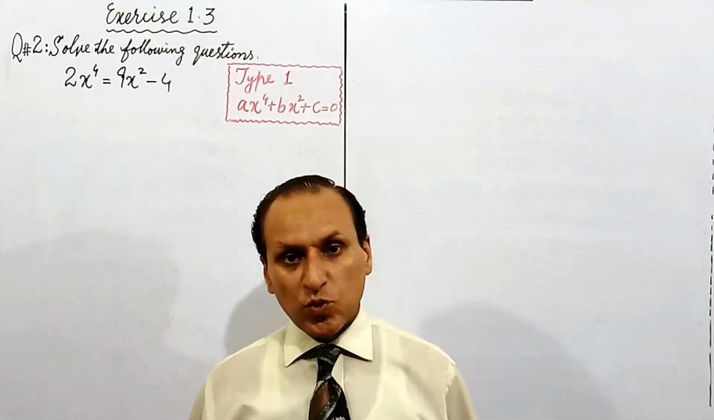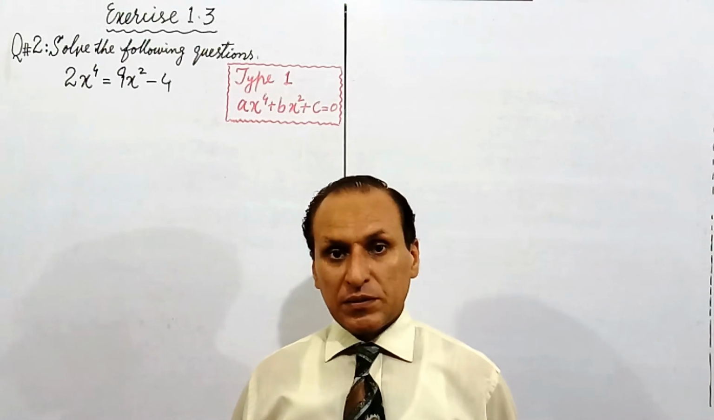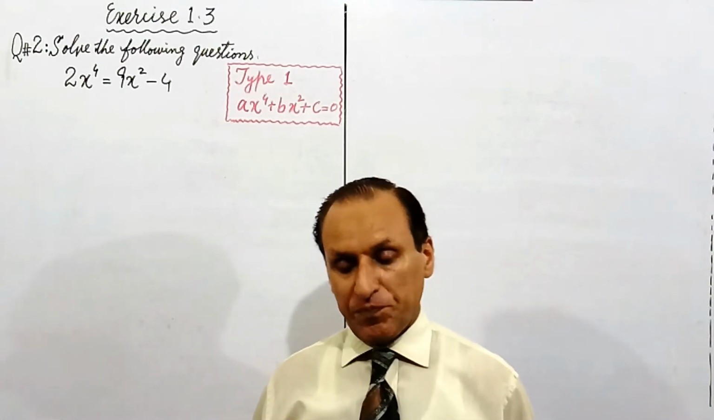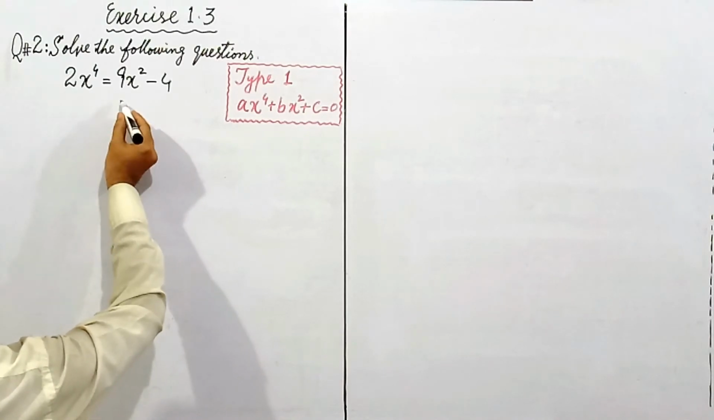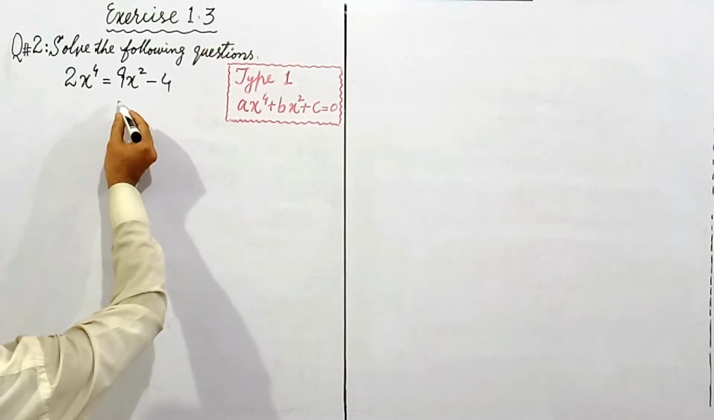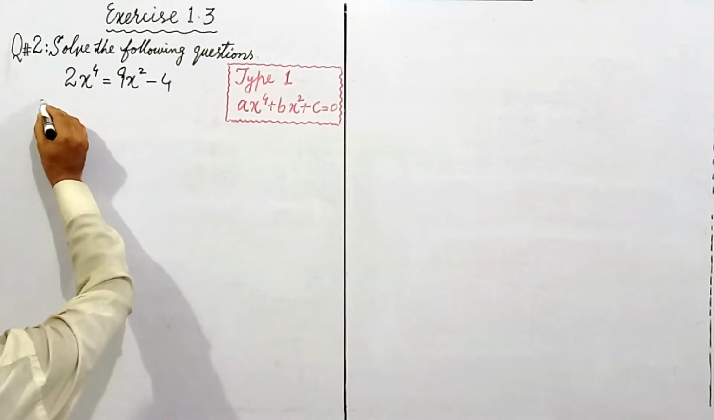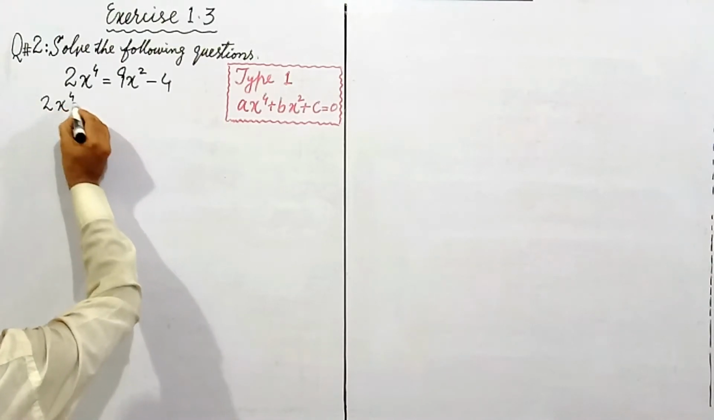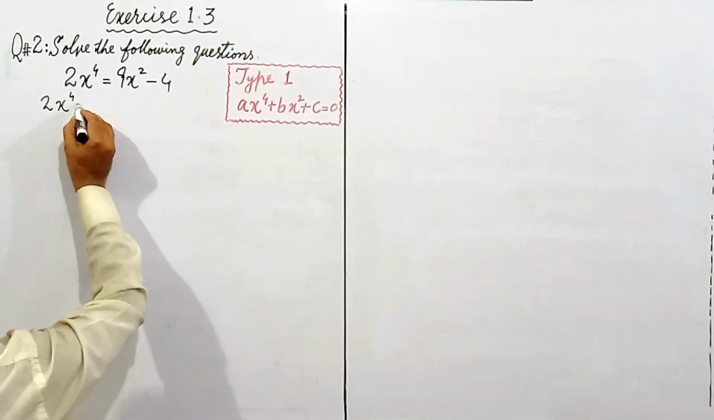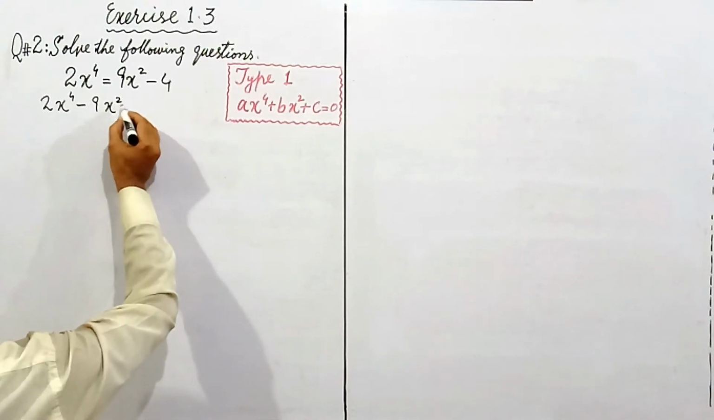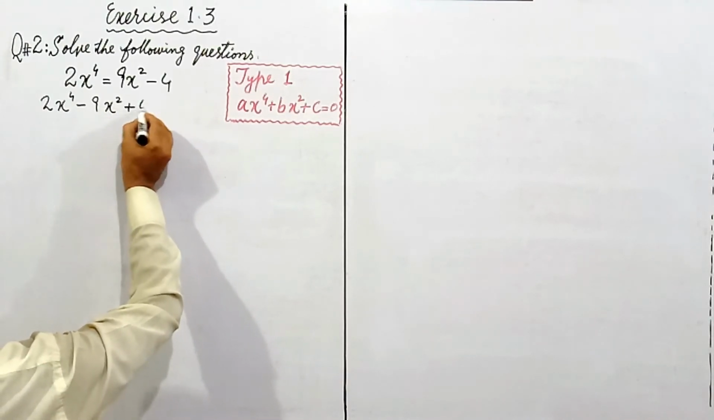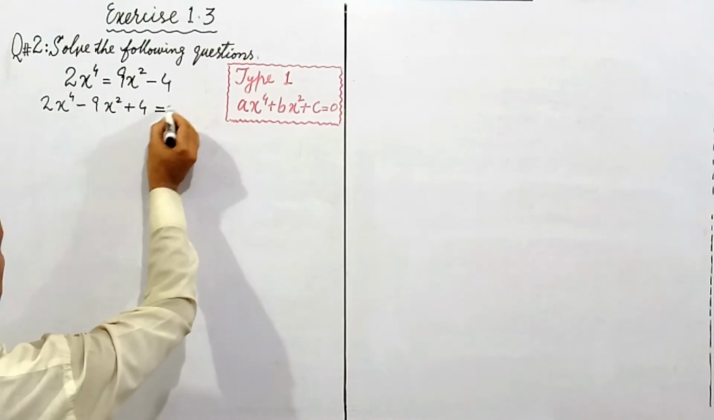Let's do part 2 of the type 1 question in exercise 1.3. In this question, we rearrange these in descending order first. 2x raised to power 4, 9x square is taken to the left hand side, we have minus 9x square. Minus 4 is taken to the left hand side, it will become plus 4 equal to 0.